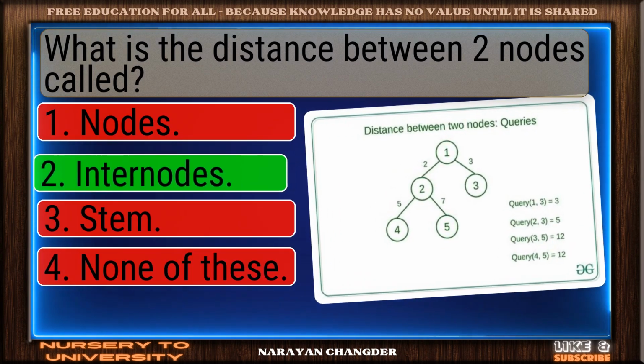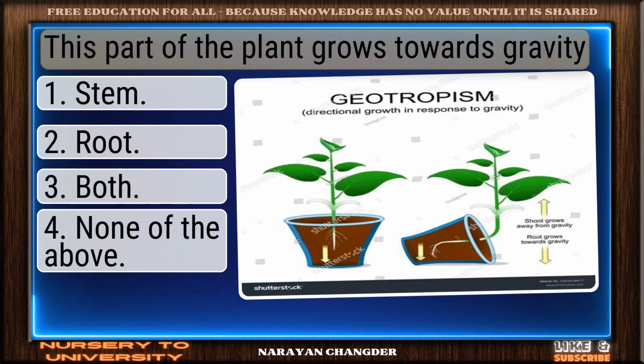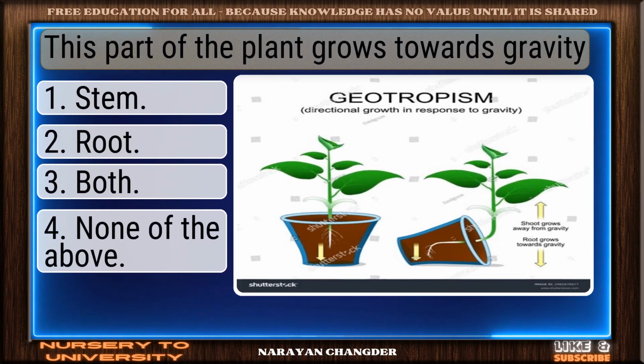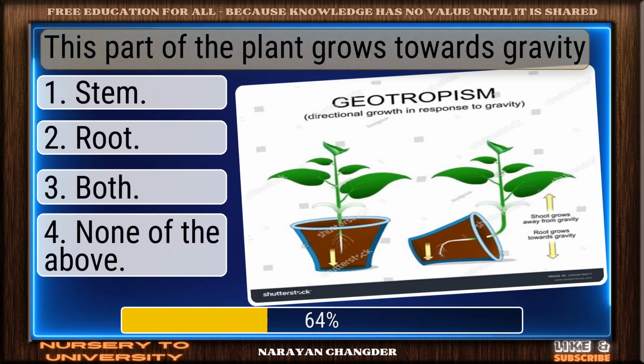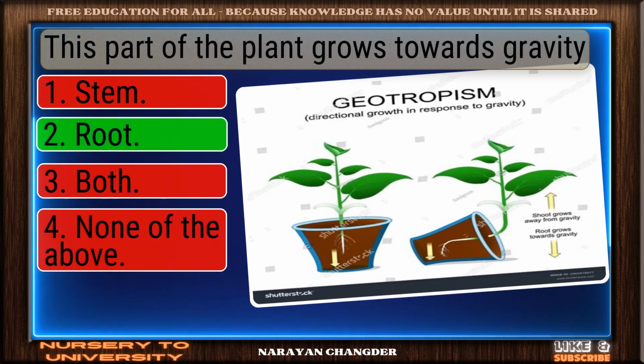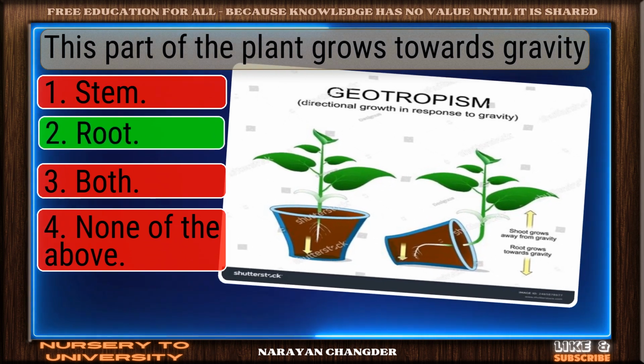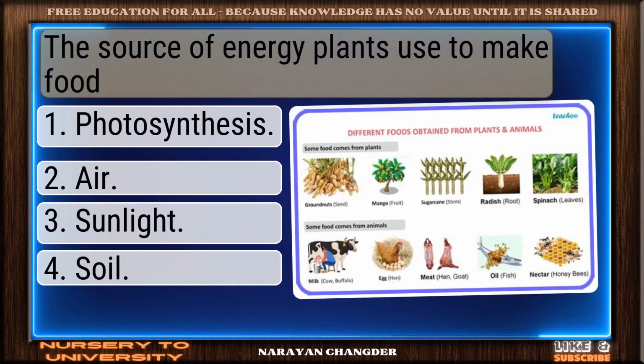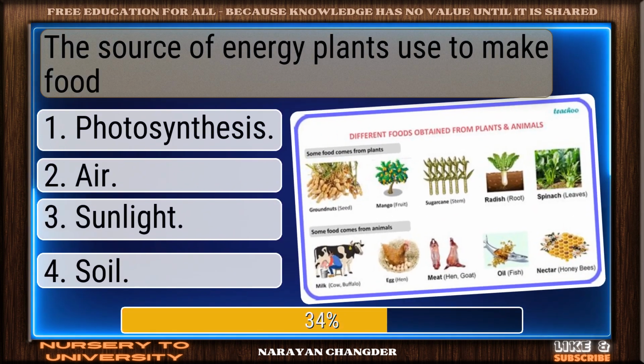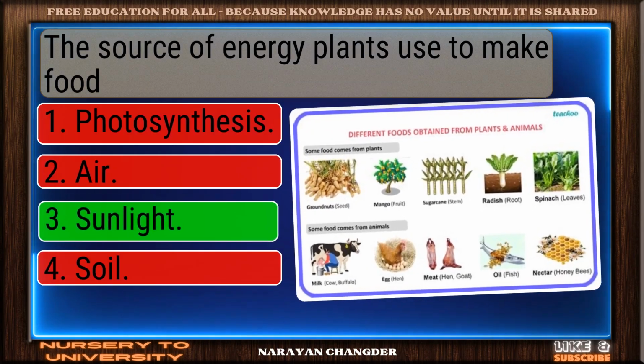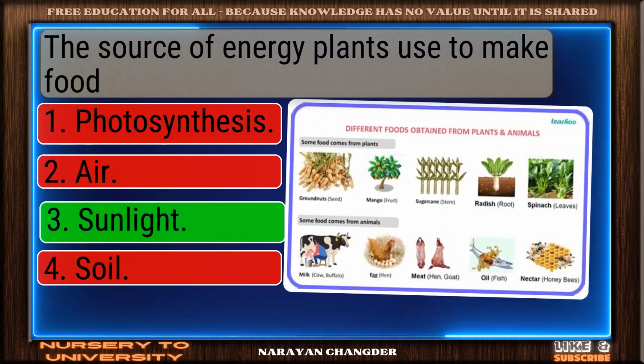Solid response. Internodes is a valid choice. This part of the plant grows towards gravity. Sharp thinking. Root is the right choice. The source of energy plants use to make food. Bravo. Sunlight is the answer.